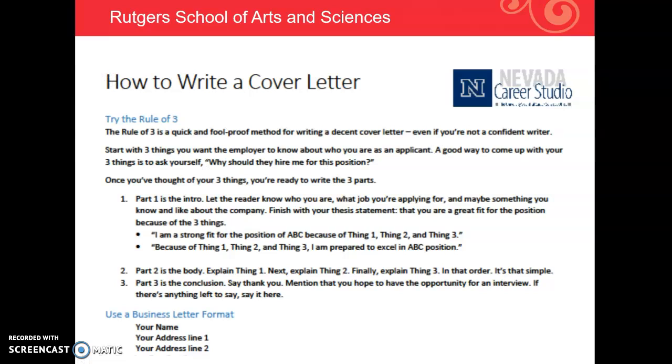So how do you write a cover letter? So there's a rule of three. Okay? A rule of three is kind of a quick way of writing a cover letter, even if you're not confident. You're going to start with 3 things that you want the employer to know about you as an applicant. So the question, why should they hire me? So what are these 3 things? Okay? Once you've got them in mind, you're going to write 3 parts. Part 1 is your intro.